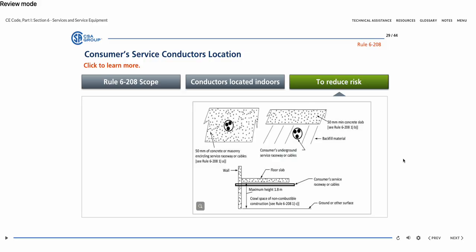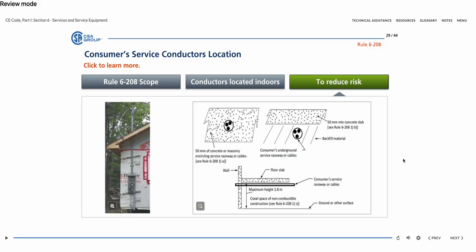The length must be verified with the authority having jurisdiction. Increased distances into the building can be accomplished by complying with the requirements of Rule 6-208 if it is impractical to locate the service box near the point of entry. In the example shown, the service box, meter base with main breaker, is mounted outside the dwelling in accordance with the authority having jurisdiction.